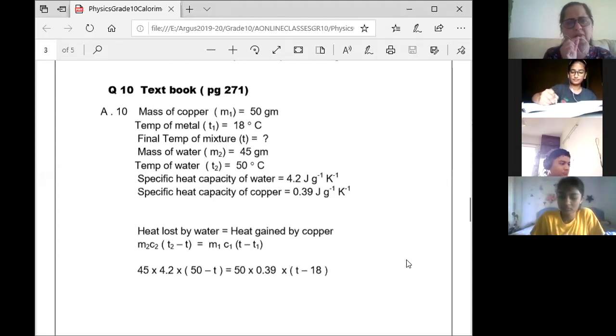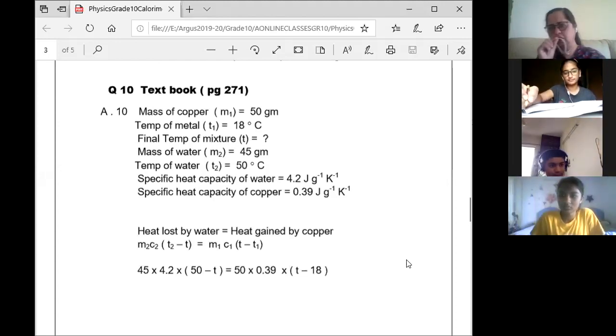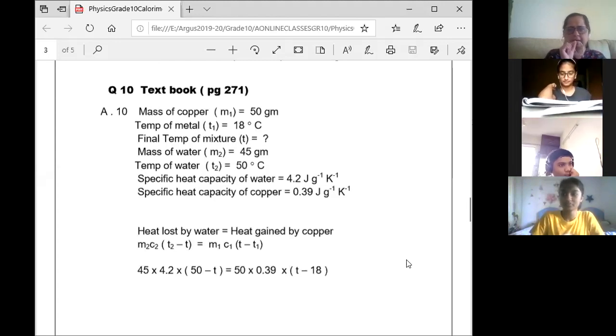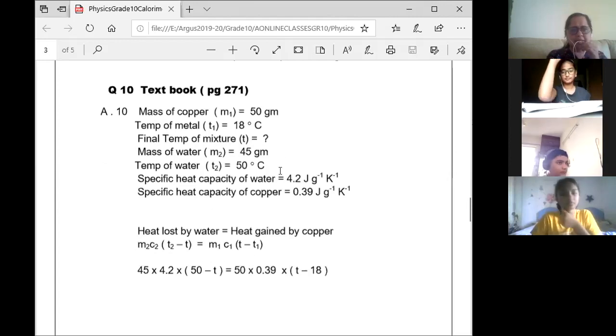So obviously the water is going to lose the heat, and copper is going to gain the heat. Now there is going to be an exchange of heat. Because there is going to be an exchange of heat, there will be one final temperature that will be reached, till both the bodies are in equilibrium. So over here, T will be the final temperature which will be reached when there is an exchange of heat. So you have to find T, the final temperature of the mixture.